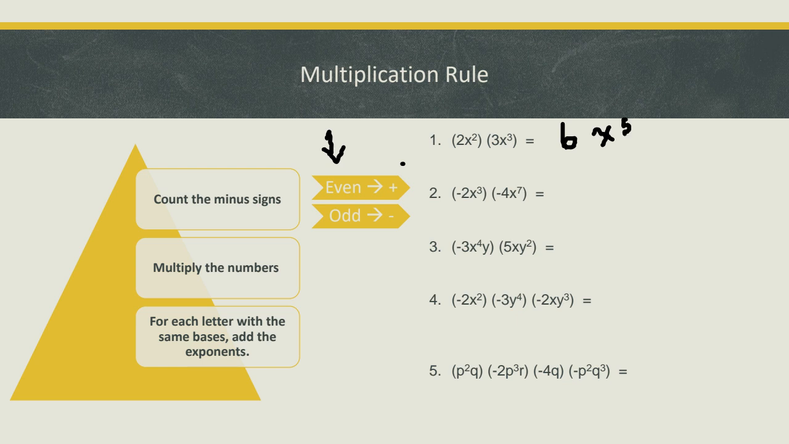In question 2, I do have negative signs, and I have an even amount. I have 2 negative signs. So my overall sign will be a positive, which I could write, but I'm not going to.